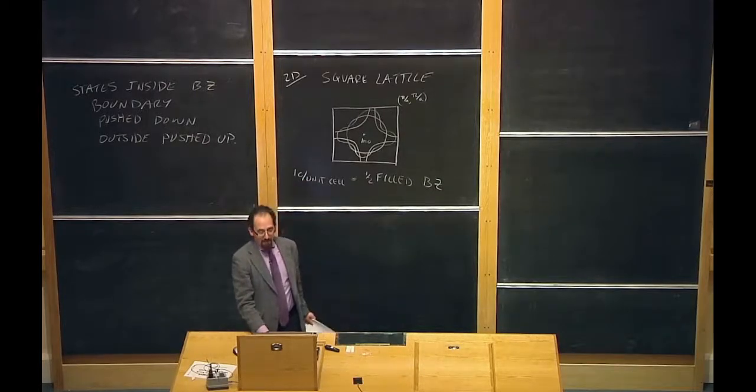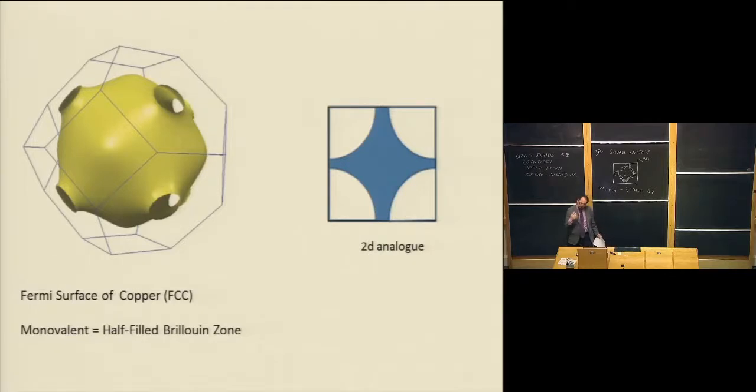And that's exactly what happens with the material copper. Also a monovalent material. It's actually an FCC material, so the shape of its Brillouin zone is different. It's this truncated octahedral shape that we've seen before. And you can see that, oh, here's a picture in 2D, which is drawn better than I've been able to draw it on the board.